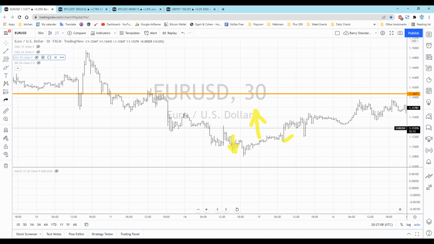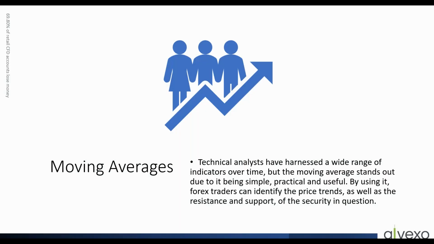So let's go back to my PowerPoint. Let's talk about the different types of moving averages and how we would add them into our trading. Now, we've been talking predominantly about what's called a simple moving average.